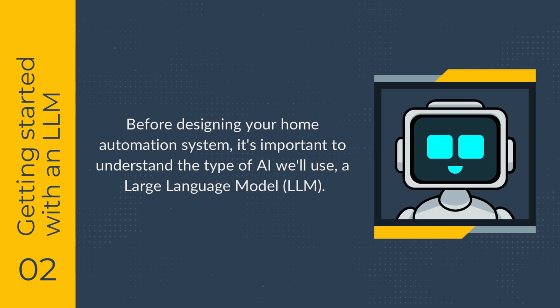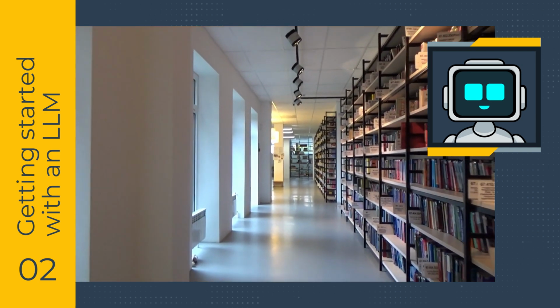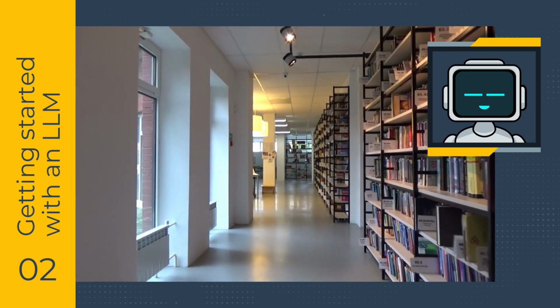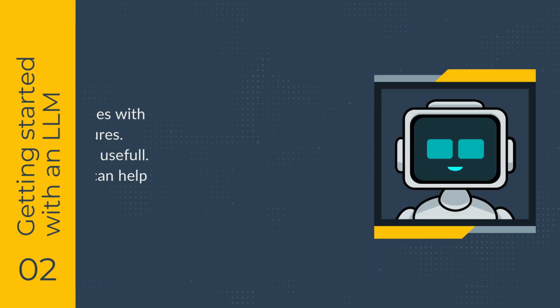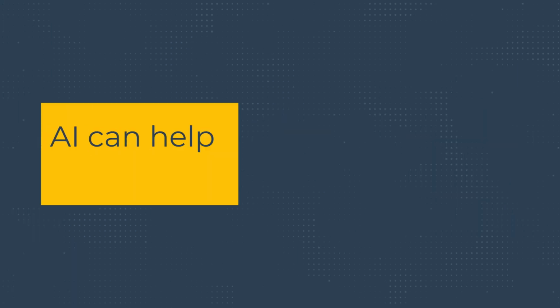Before designing your home automation system, it's important to understand the type of AI we'll use, a large language model. An LLM is an AI trained on vast amounts of text data, making it great for providing suggestions, answering questions, and summarizing information. When choosing an AI service, consider your specific needs and preferences. There are multiple options with unique strengths and features, and using more than one might be beneficial for specific tasks. Test them with simple requests to find the best fit for your requirements.